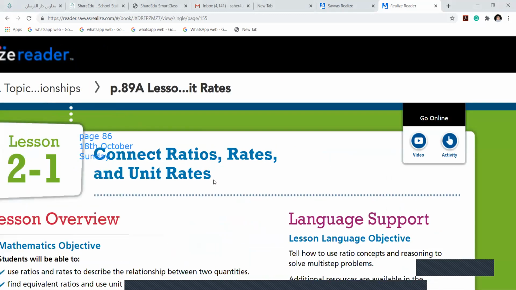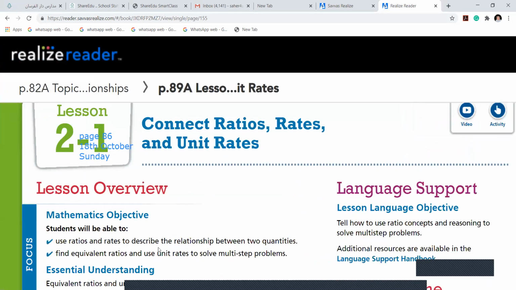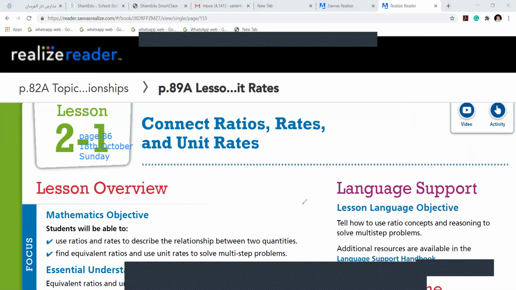Did you study about ratios before, girls? The word ratio? When you compare two things, you take out the ratio of that. And we'll study about rates and also unit rates. We will be able to describe the relationship between two quantities. Second, we can find equivalent ratios. That means you will learn how to simplify. Anyways, all of you know how to simplify here. Yes.